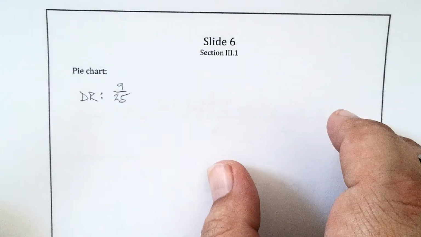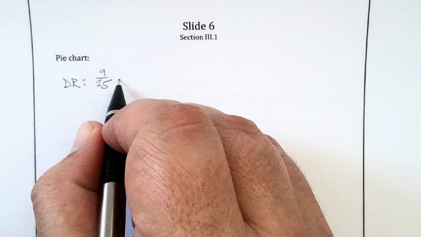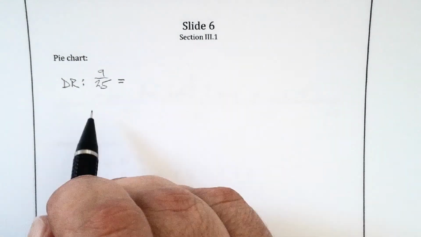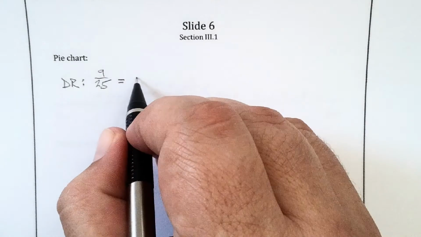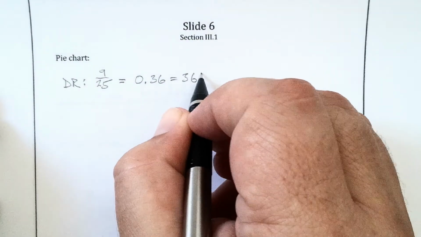So I'm going to write that fraction, because the pie chart doesn't display the total amounts per se, it displays the fractions. So Del Rio is 9/25 of the class. If I write this as a decimal, multiply top and bottom by 4, or whatever I want to do, I get 0.36. So that's going to be 36%.